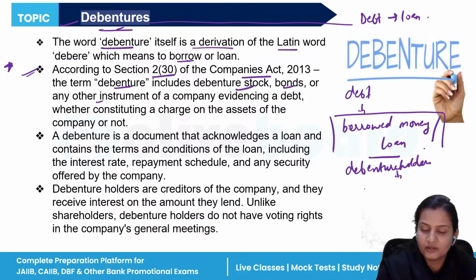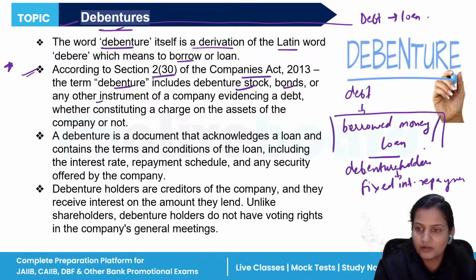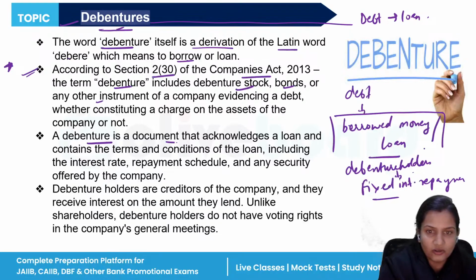And these debenture holders get what? A fixed interest payment, because they provide a sort of loan to the company. And in return for that loan, the company pays a fixed interest rate to these debenture holders. So a debenture is a document that acknowledges a loan and contains the terms and conditions of the loan. The same terms and conditions the loan carries, the debenture will also carry.